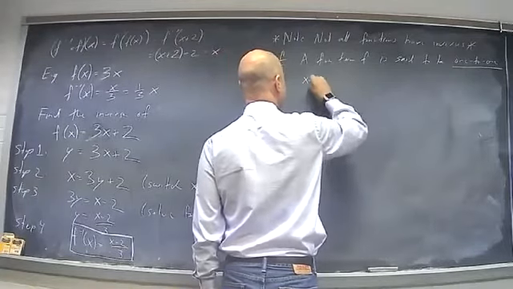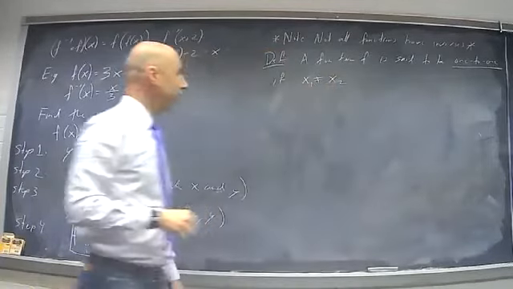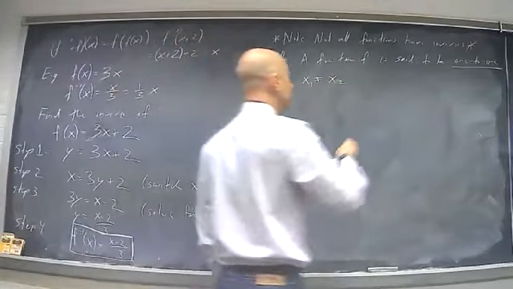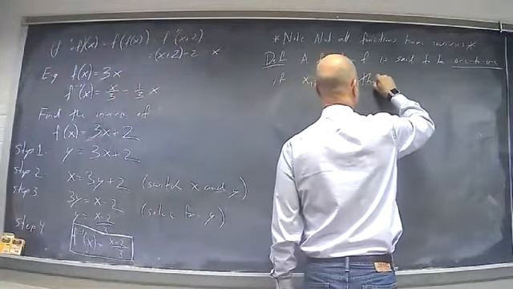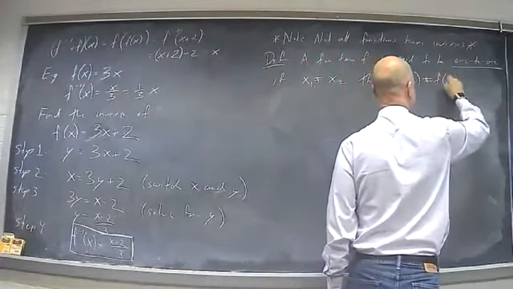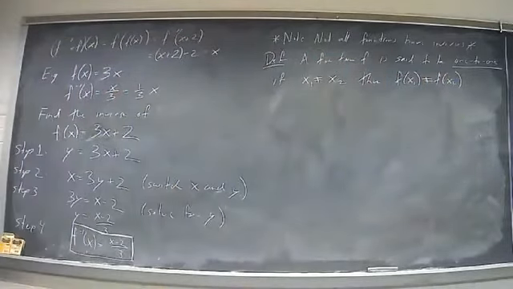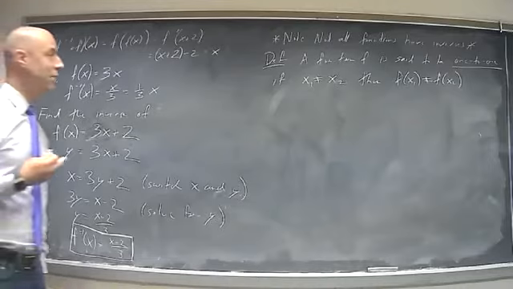let me write this as x1, x2. So if we have two different x values, if x1 doesn't equal x2, then f of x1 does not equal f of x2. So different x values give you different y values. Remember, the y value is just f of whatever the x value is. Different x values always give you different y values, then the function is said to be one-to-one.